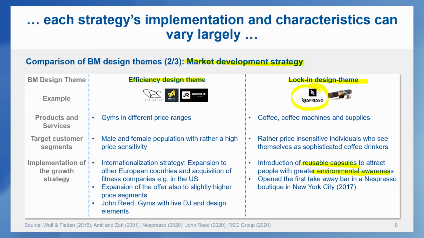Looking at the efficiency design theme, gyms in different price ranges are a perfect example. After they found their business model, their franchising model or their model in general, what they did is, for example, try to internationalize, or again, like Aldi, use their existing outlets, their existing gyms, like John Reed did with live DJs and other design elements to get more customers. So, a more efficient usage of their existing facilities.